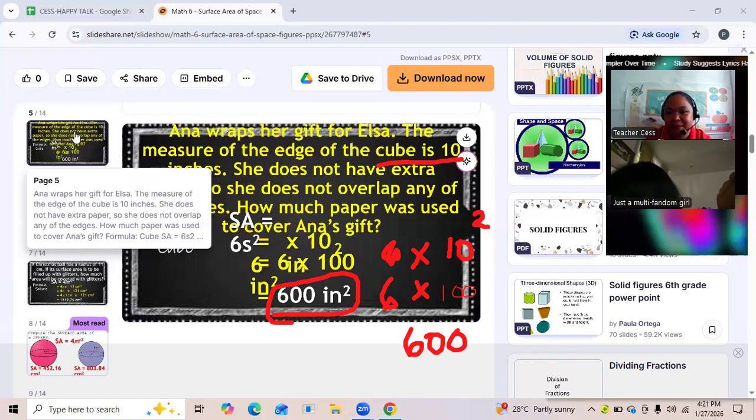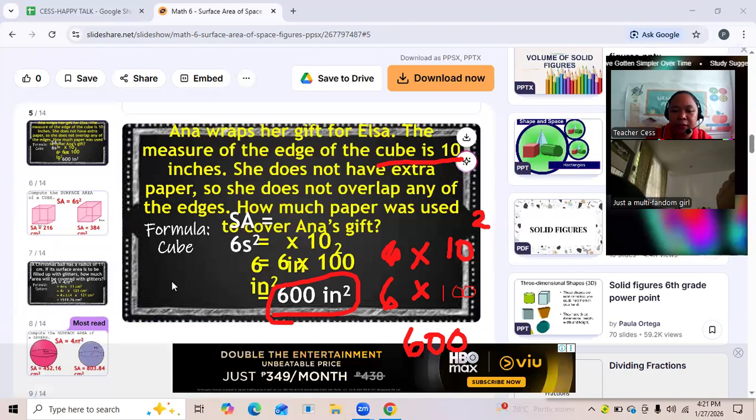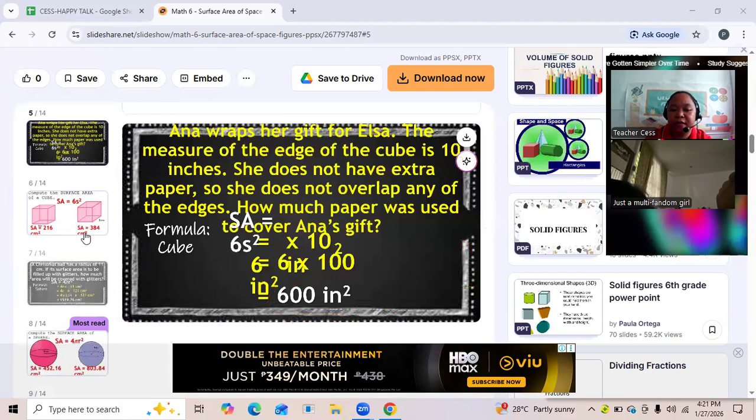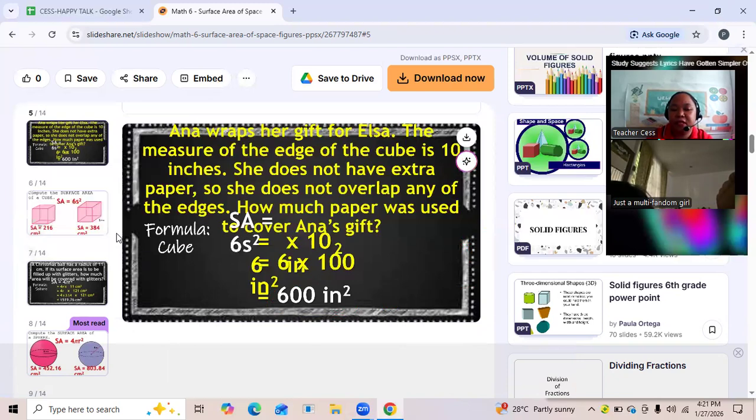Okay, so let's have the next example. So let's see. What if the measurement of your cube is 8 inches? So, what will be your surface area?